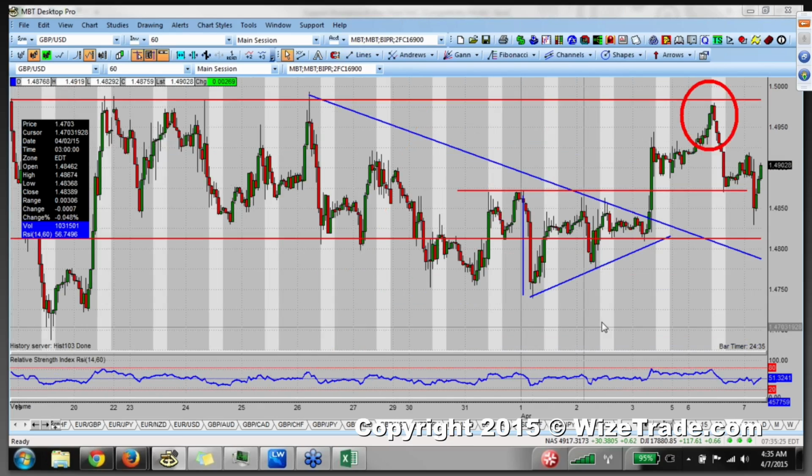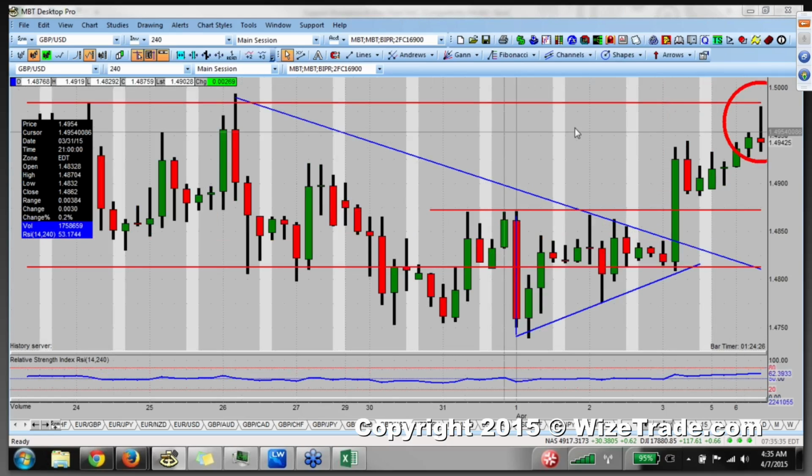Okay, let's go take a look at the cable. So here's the pound dollar. Now the pound, we had this 4-hour chart yesterday. This is why we shorted it. If you guys were not on the Lunch Money webinar, we had a shooting star on a 4-hour chart. It was closing in 10 minutes on the Lunch Money webinar, and I said I'm shorting it.